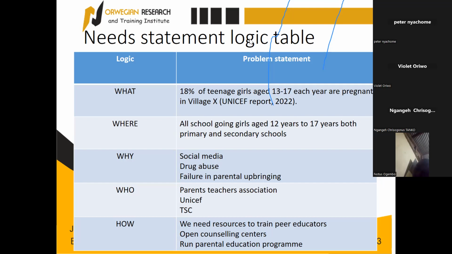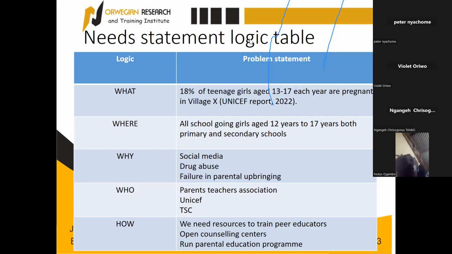We must describe the target group now. That is the description of the target, properly capture the target group well. Now, in this case, all school-going girls aged 12 to 17 years, both primary schools and secondary schools, because that is where they are being found. These are the people who are affected by this particular problem. Then we go to the statement of why they are affected. The reason why, the donor is interested in knowing the cause.